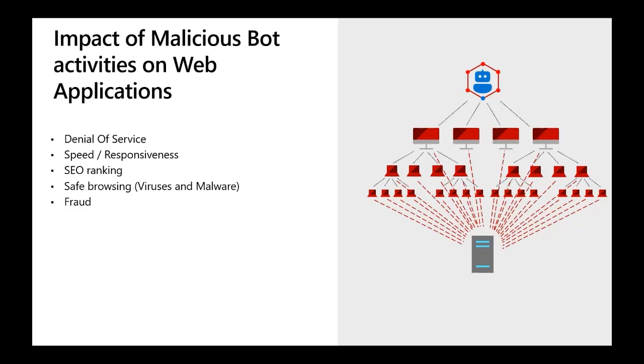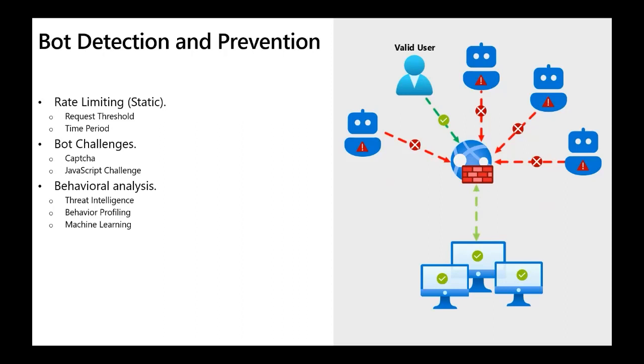So having looked at what impacts those malicious bots have on our systems and on our applications, we now look at different approaches that are used in bot detection and prevention. The first one is what we call the static approach, and we know it as rate limiting. This uses a request threshold and what we call a time period.